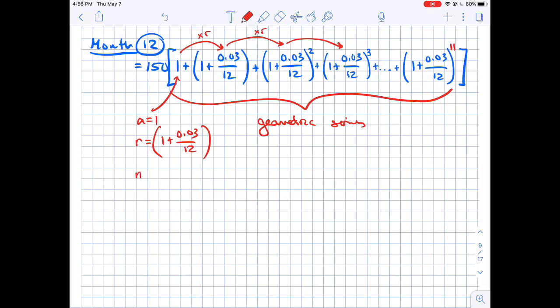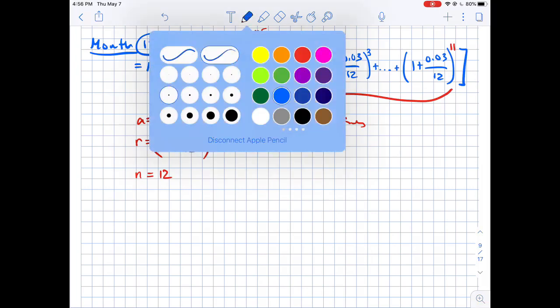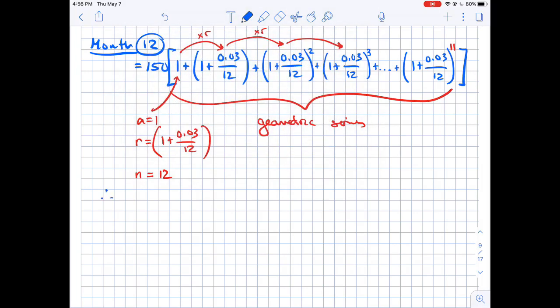And what do I have for n? Well, here n is equal to 12. We have 12 different months. We have 12 different periods. Okay, so this is a geometric series with a is 1. We have our common ratio, and we have n is 12. So we should be able to use what we know about geometric series to figure out what this sum is going to be. So we end up with a times 1 minus r to the n over 1 minus r. That's what we know about the sum of a geometric series.